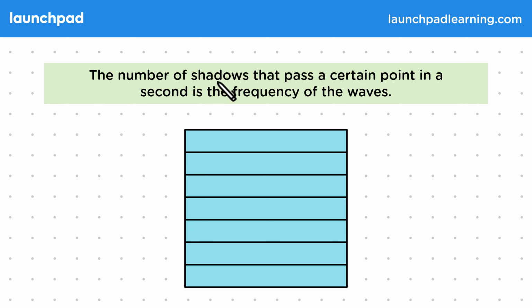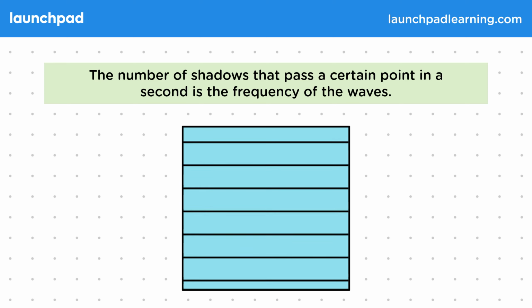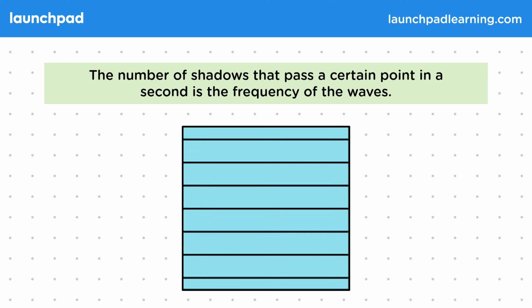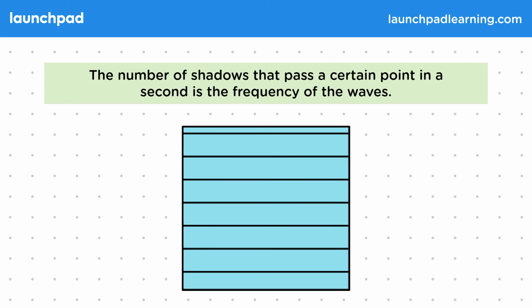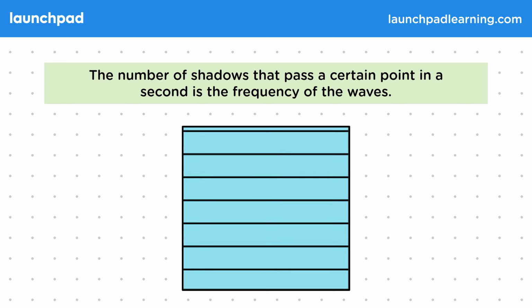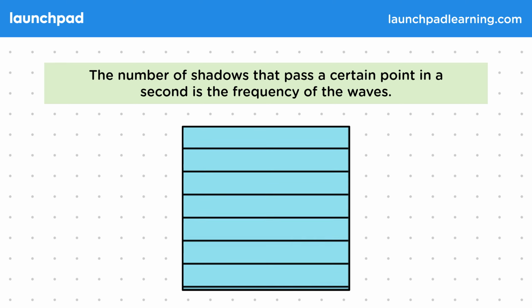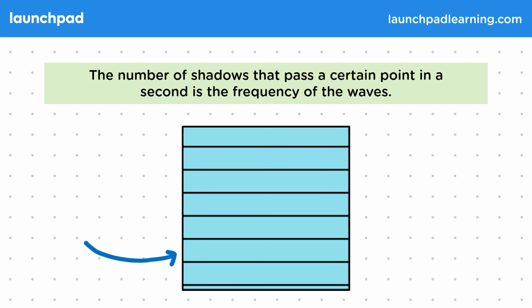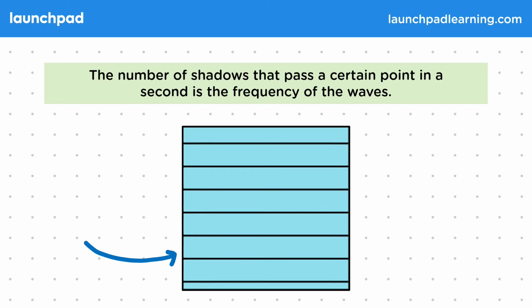The number of shadows that pass a certain point in a second is the frequency of the waves. Now let's look at our diagram again, but this time with the waves moving. Remember that frequency is the rate at which the waves are produced, or the number of wavelengths that pass a point in a second. We can measure this by counting the number of peaks, in this case shadows, that pass this point in a second.